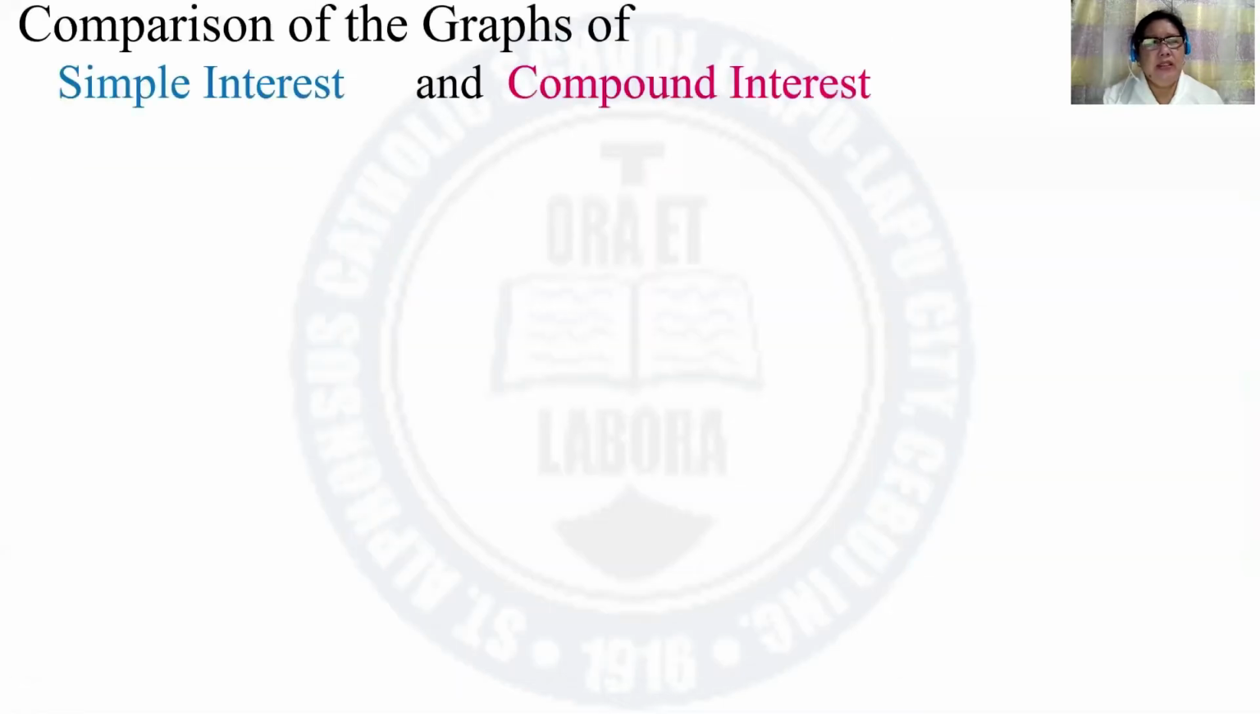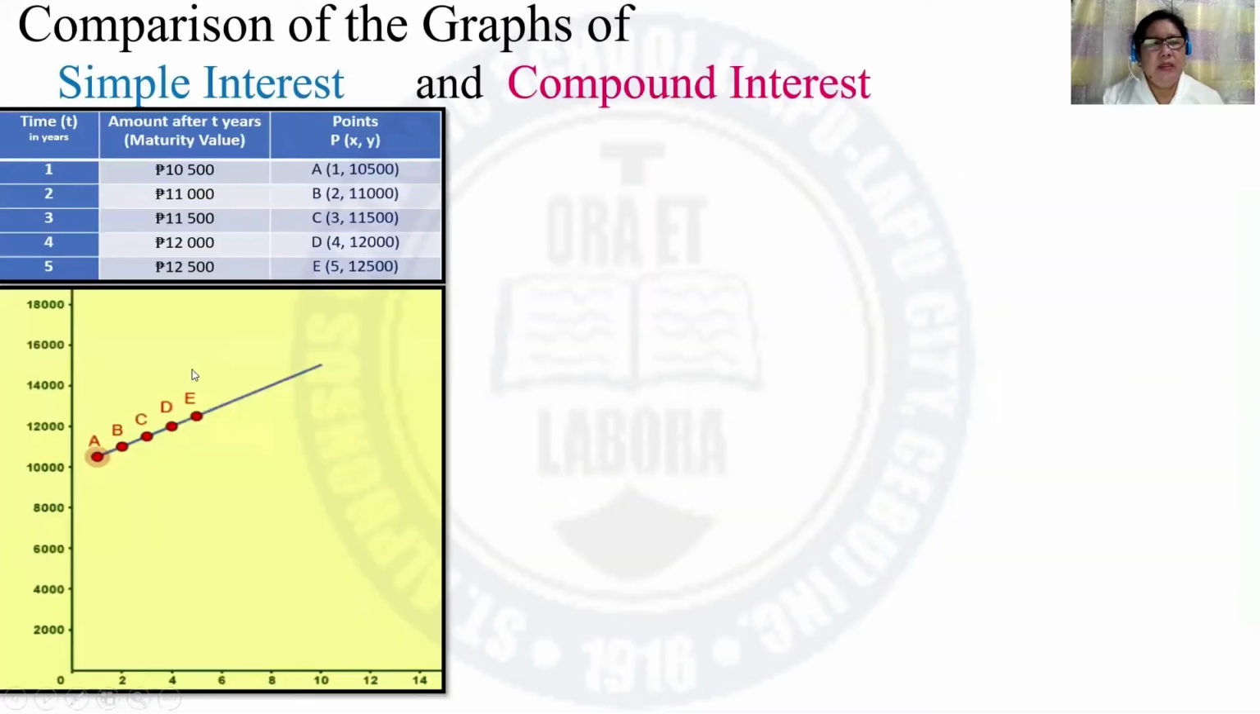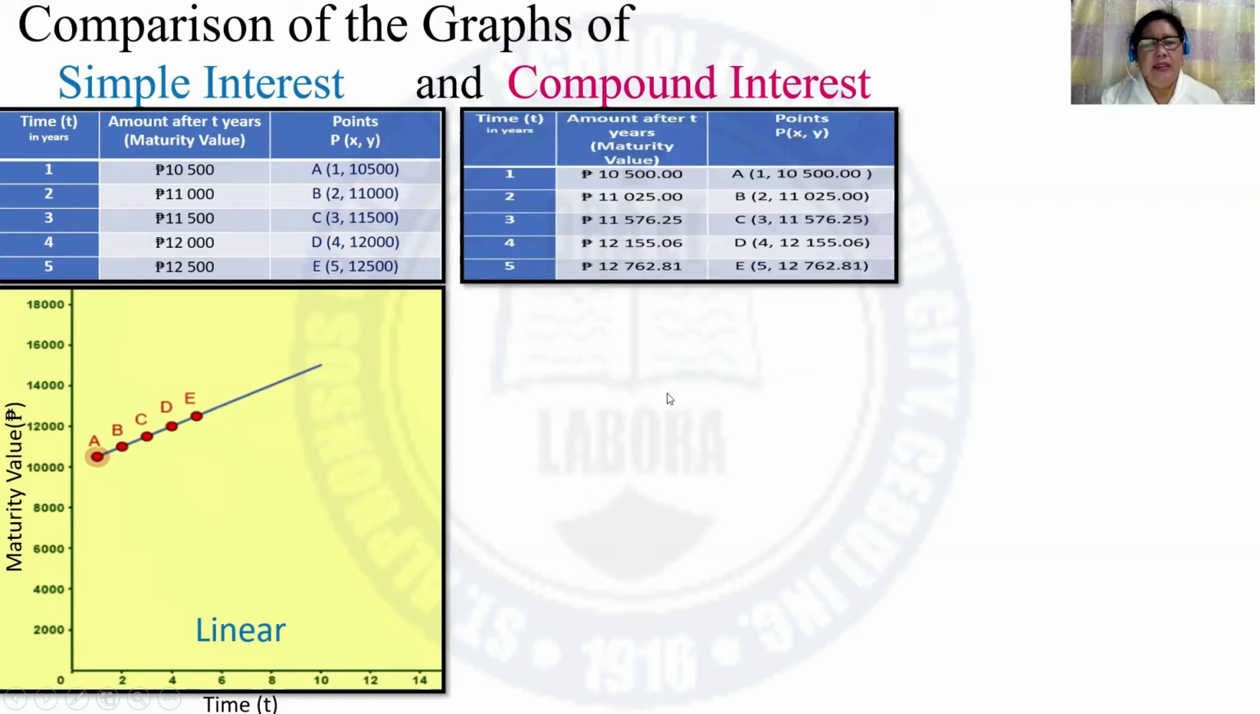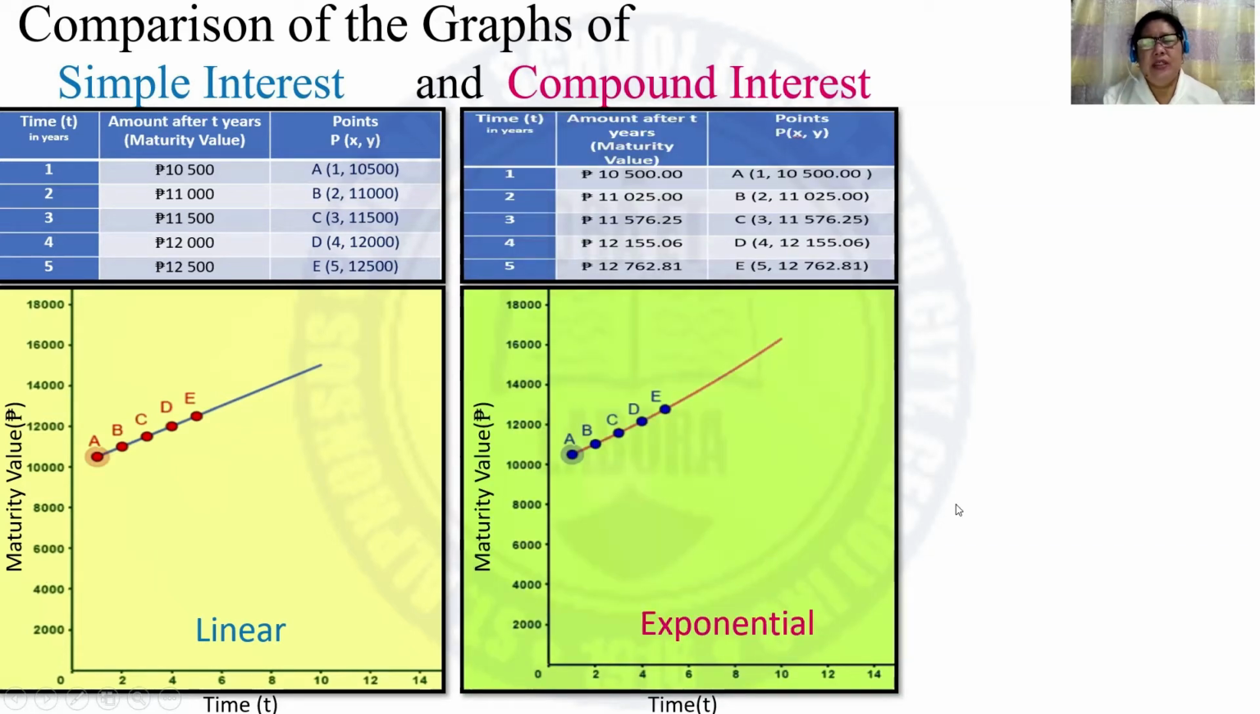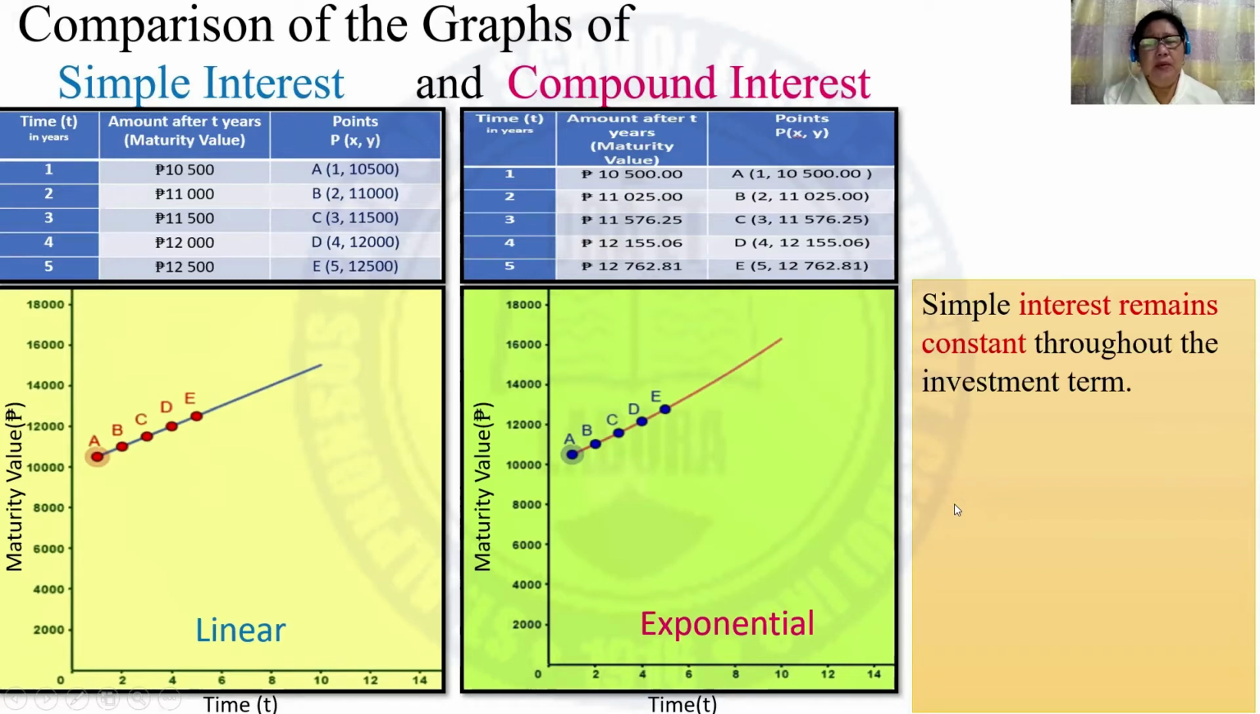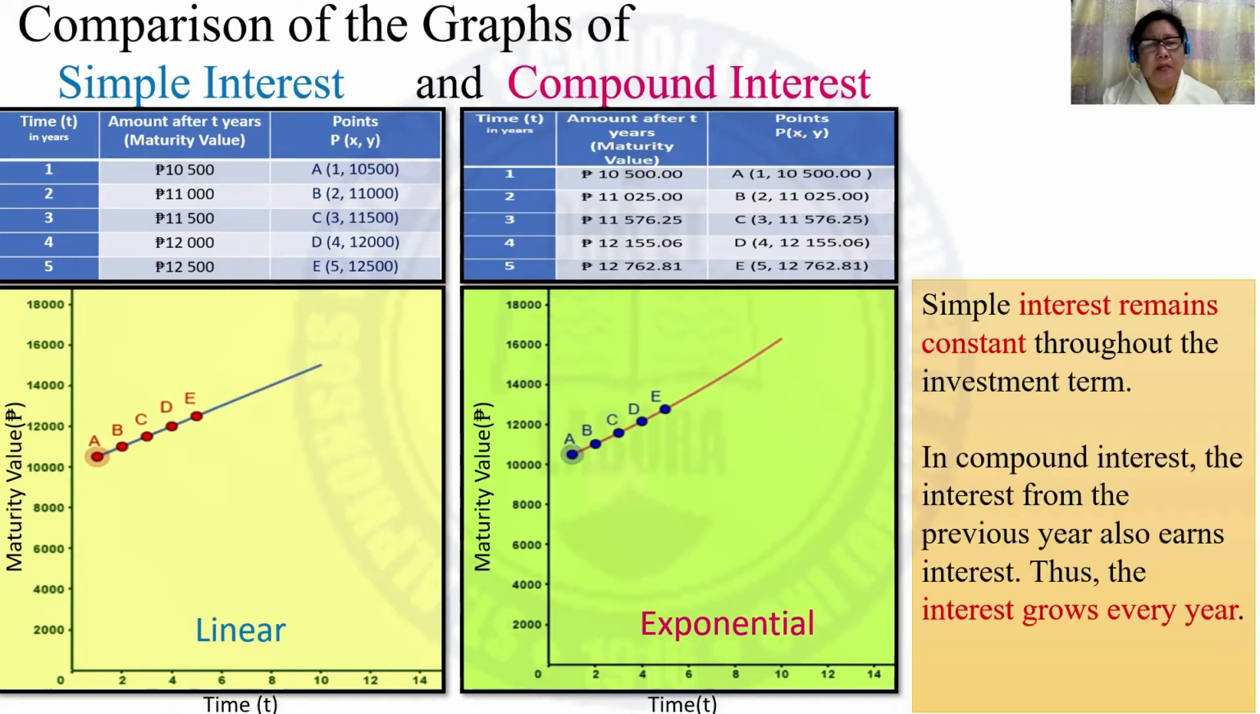Let us compare the two. So using this table, this graph is linear. And using this table, the graph is exponential. This will mean that simple interest remains constant throughout the investment term. In compound interest, the interest from the previous year also earns interest. Thus, the interest grows every year.